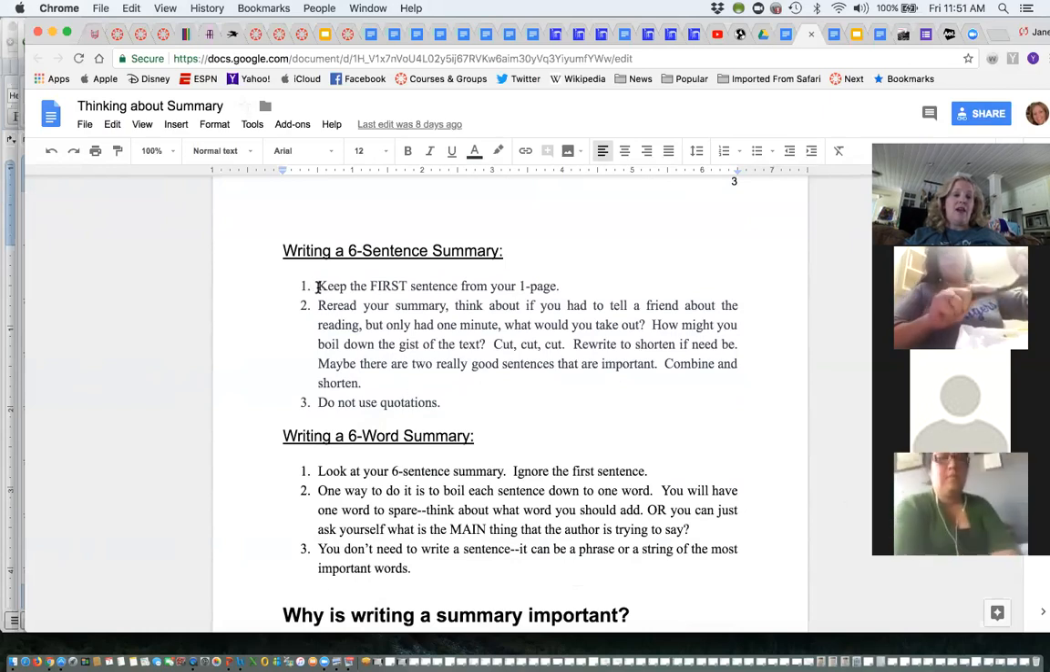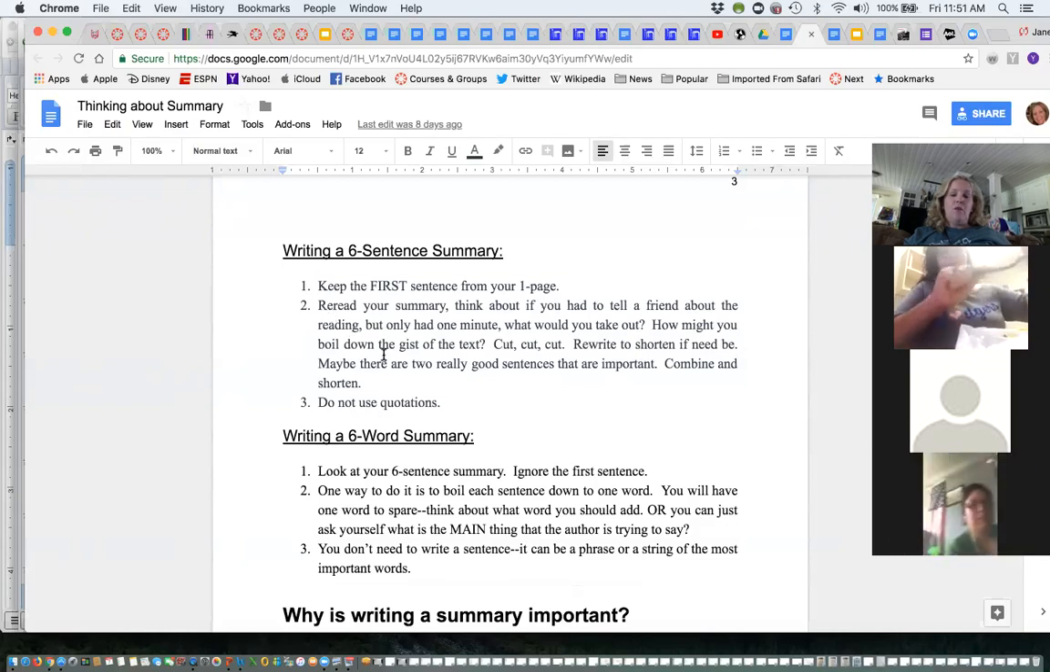So you're going to keep that first sentence, but you're going to reread the one-page summary and think about if you had to tell a friend about the reading, but you only had a minute. What would you take out? How would you boil down the gist of the text? So you cut things out. Rewrite to shorten it if need be. Maybe there are only one or two good sentences that are important. Combine and shorten, and don't use quotations.